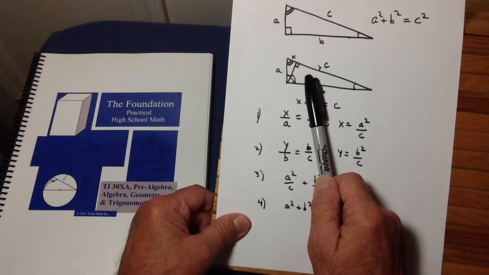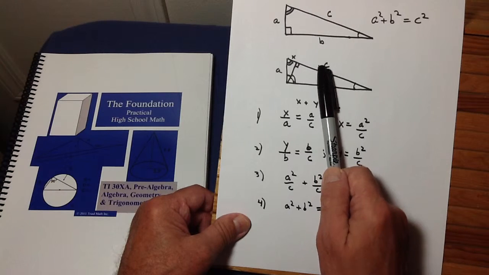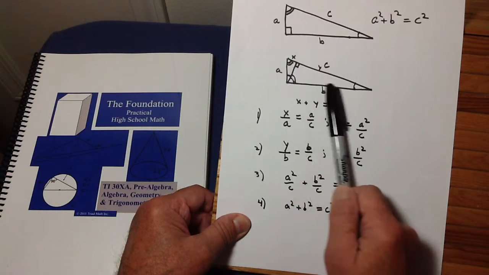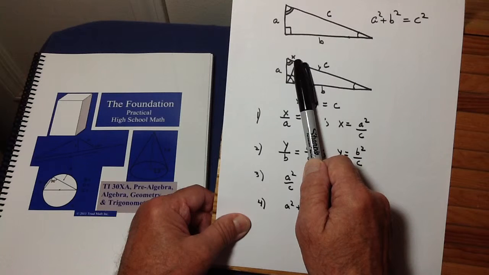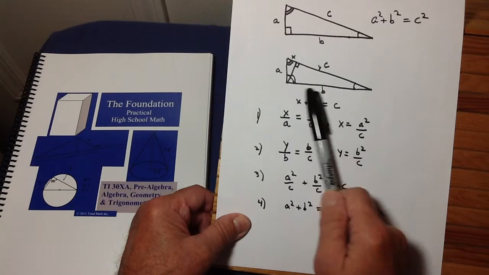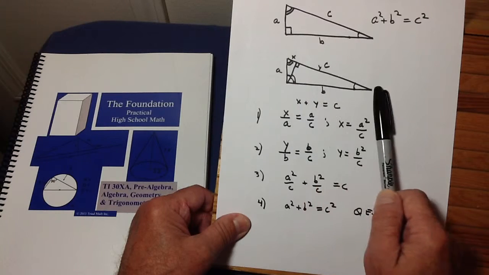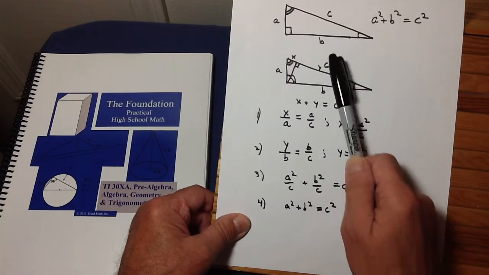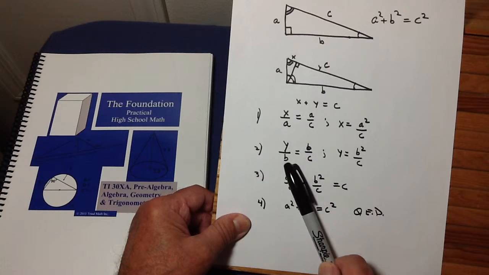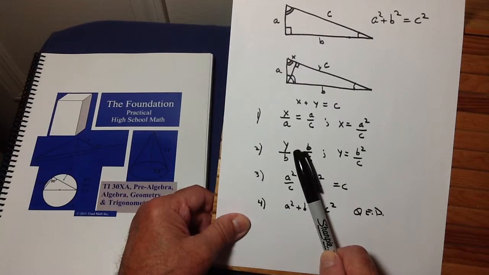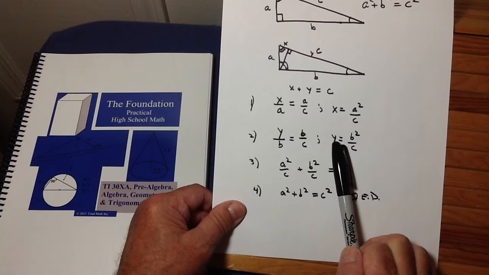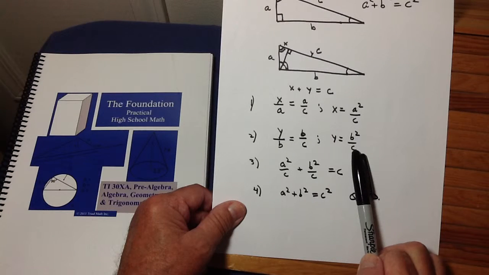A very similar argument gives you the following. Take y and divide it by b, that's this small triangle here. And what does that equal in terms of ratios from the large triangle? Well, y is opposite this angle. So in the large triangle, b is opposite that angle. So you have b divided by c. So you have y over b equals b over c from similar triangles. Well, that means then by a little algebra, y equals b squared over c.